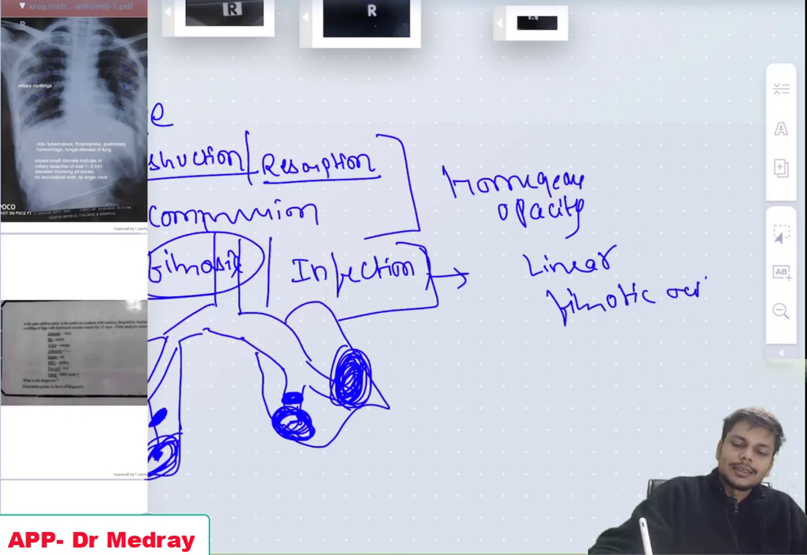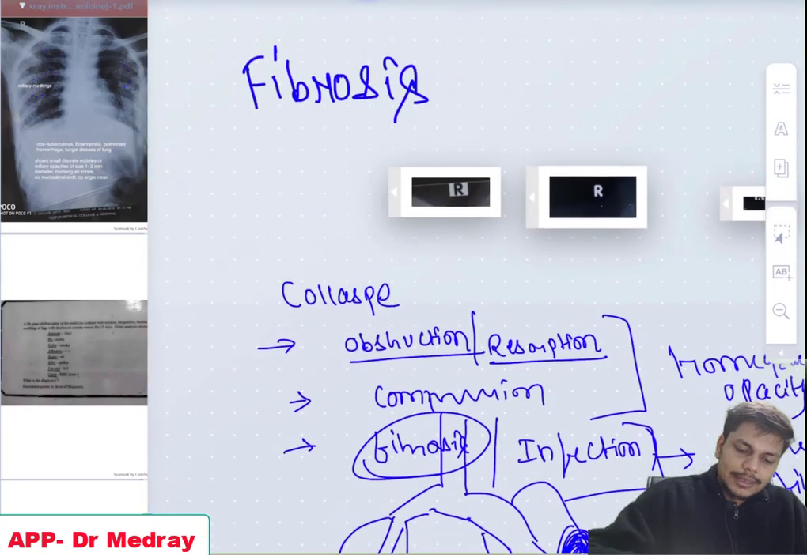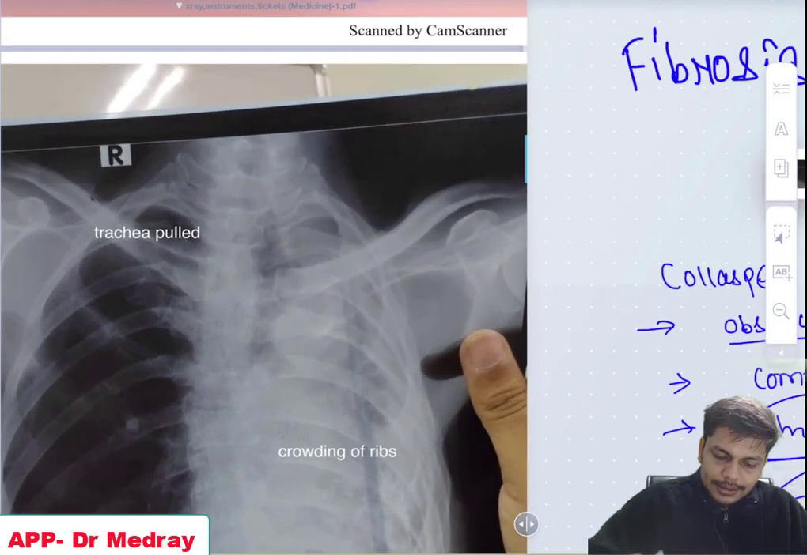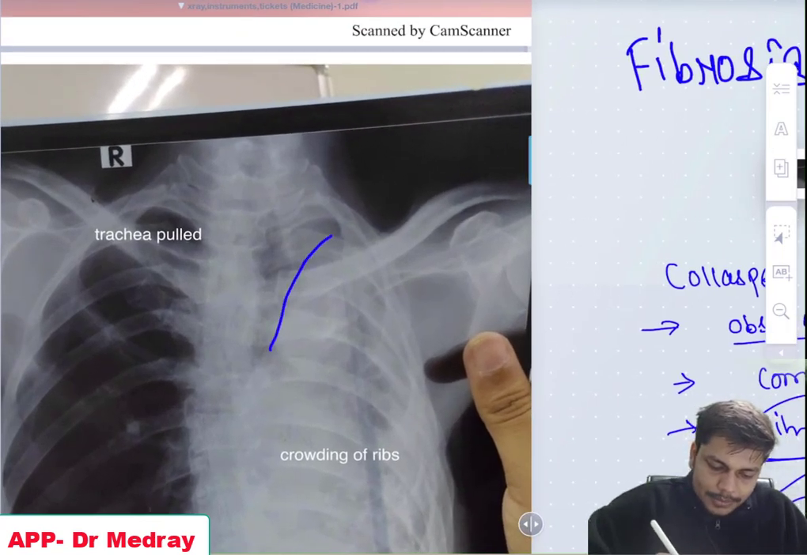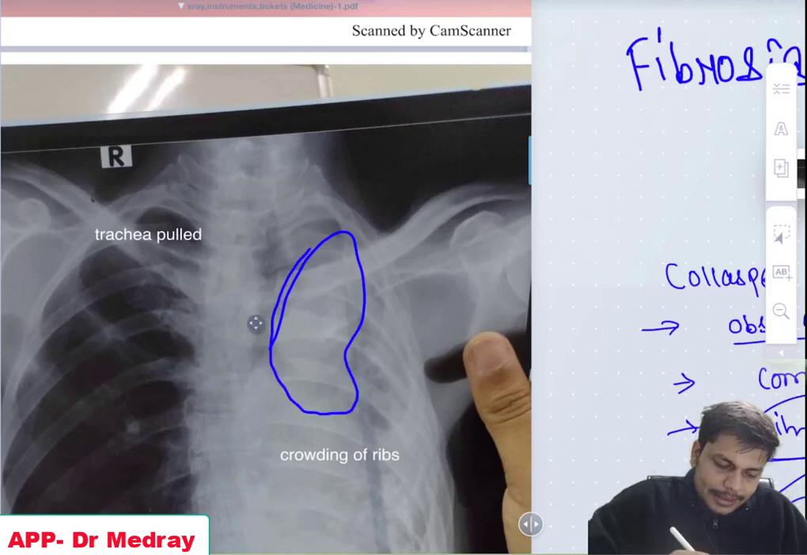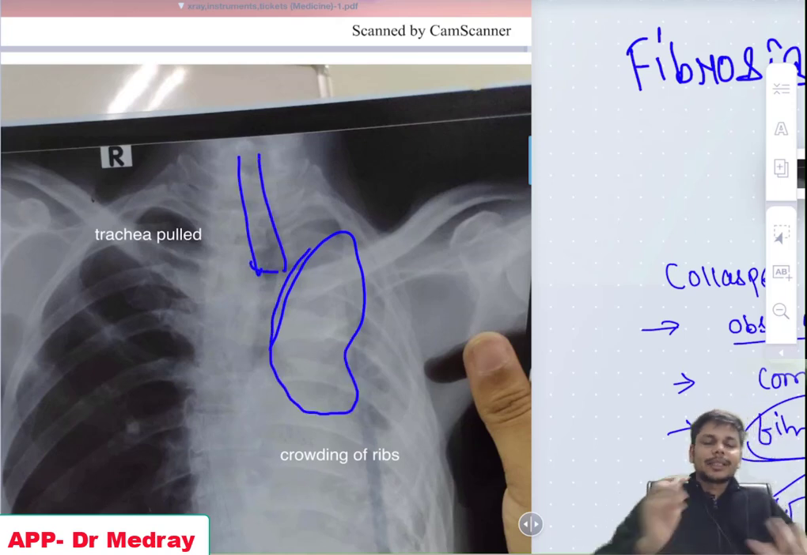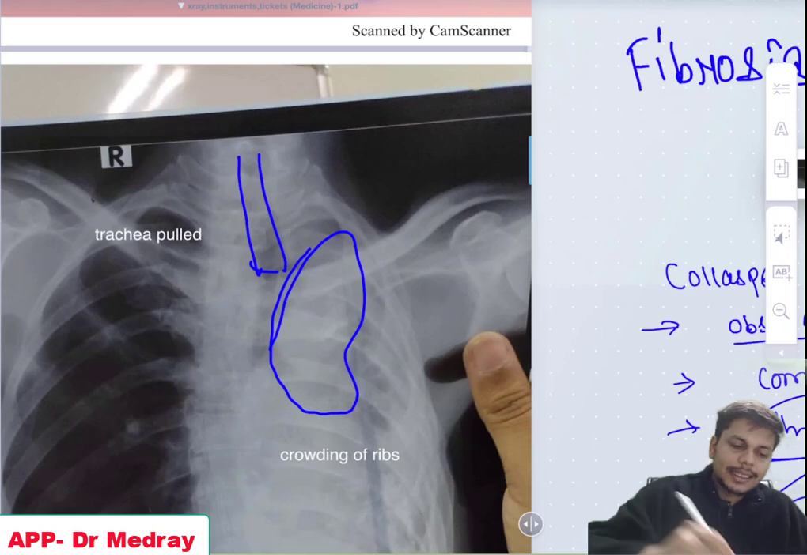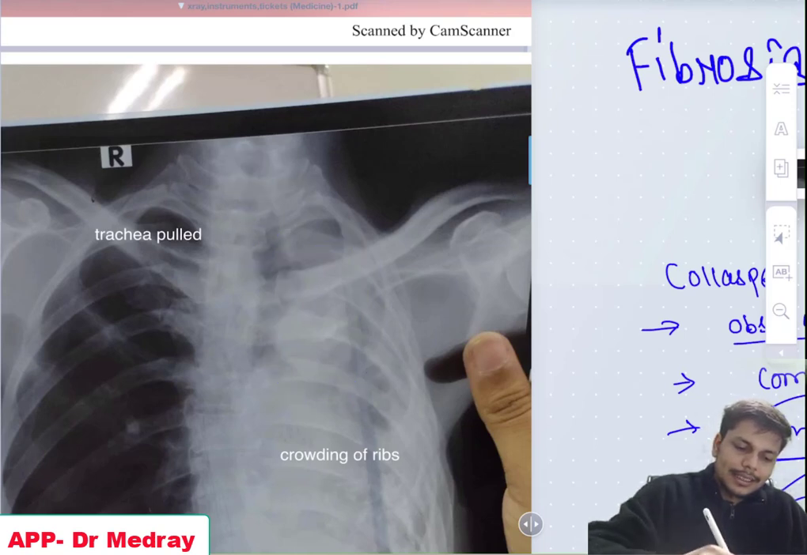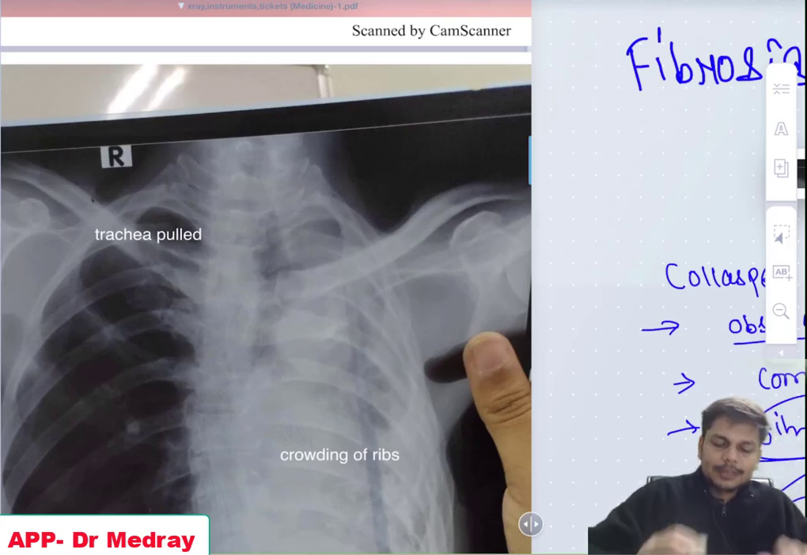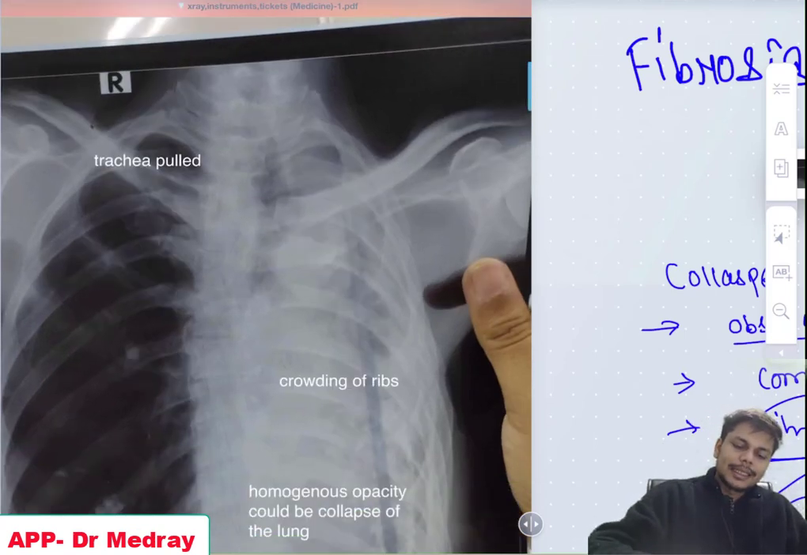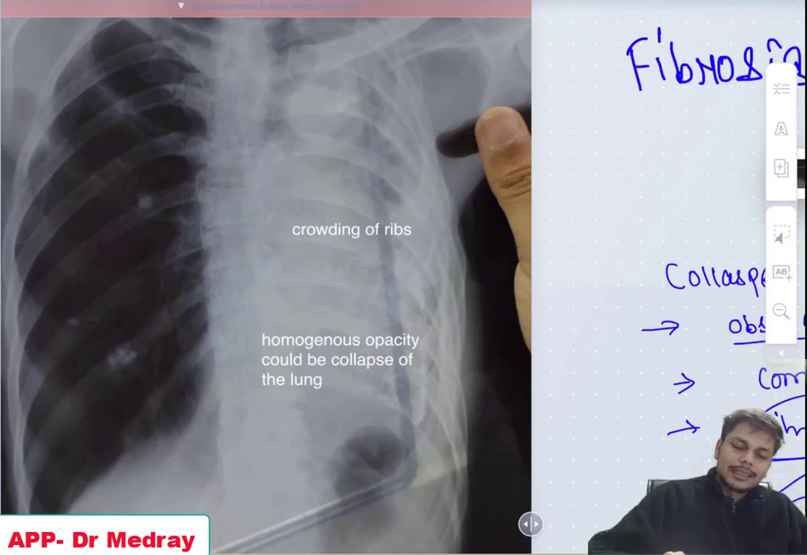We will see the image of linear fibrotic opacity. Look at this image. What do you see here? You see a homogeneous opacity. The trachea is pulled on the same side. Remember, when there is collapse, the collapsed lung will pull the trachea towards the same side. Can you see in this image that the trachea is pulled to this same side? There is crowding of the ribs. When there is collapse, the ribs come together. So it is a collapse of the lung.